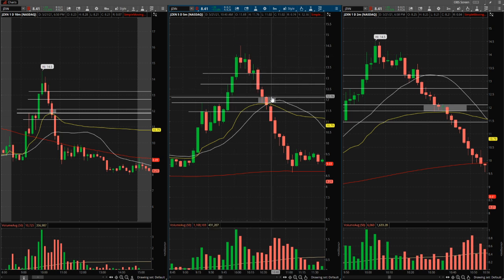So there's a very good chance that it bounces off these previous highs, these previous areas of resistance, hits the 20 and the VWAP, and continues up for a great rally. There's a good chance that it does it. This time it didn't. That's just the way she goes sometimes. So that was the second loser on the day.